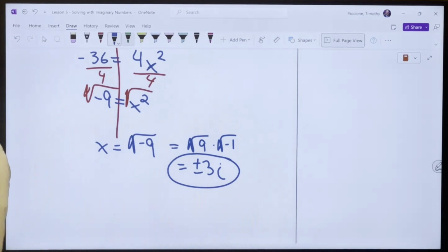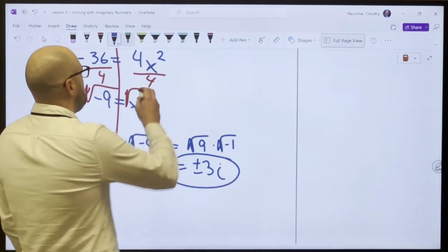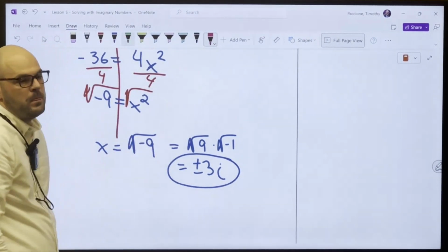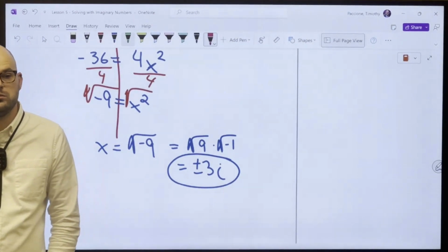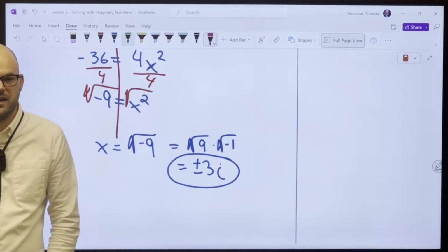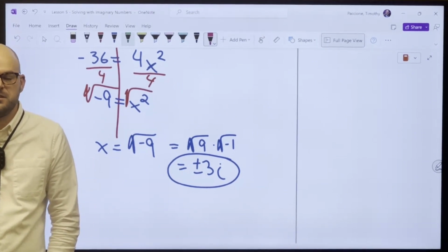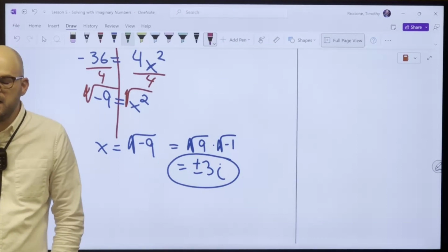Now, question. How many solutions are there to this problem? How many? Who says 2? Who says 1? Okay. What does it mean when we write the symbol plus or minus? Positive 1, it could be both. It's 2. There's two different situations going on here. And I've asked every class that today for a reason.